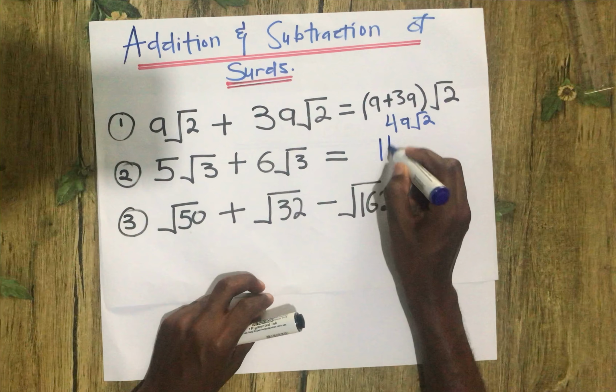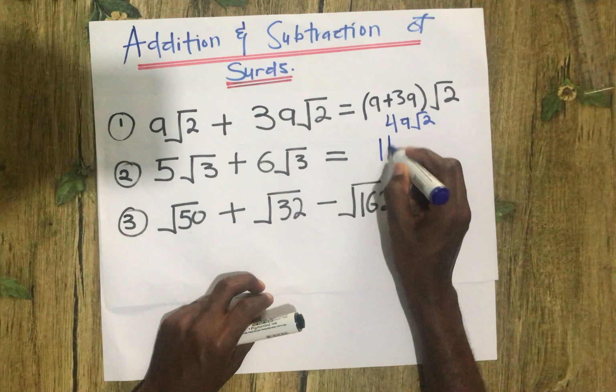Now, in order to add surds, we have to know what like terms are. And like terms of surds simply means numbers or variables which are the same in their roots. So now we have the first example as a root 2 plus 3a root 2. And since they have the same variables in their roots, they are like terms.